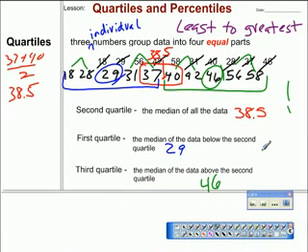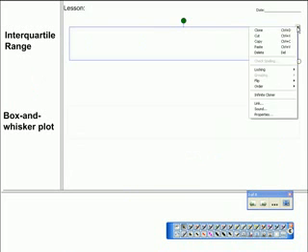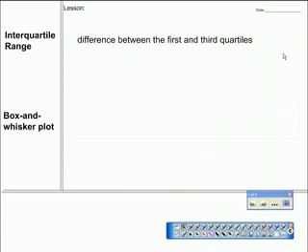All right, 2 other things with quartiles. The next thing is called the interquartile range, and it is simply the difference between the first and third quartiles. So what that means is this. Those are both numbers, right? First and third quartiles. That means it's the number for the third quartile minus the number for the first quartile. And it's always the third minus the first, because the third will always be a bigger number since they were put in order from smallest to largest, right?